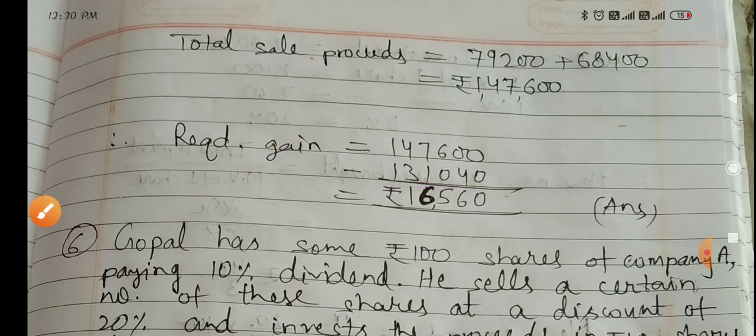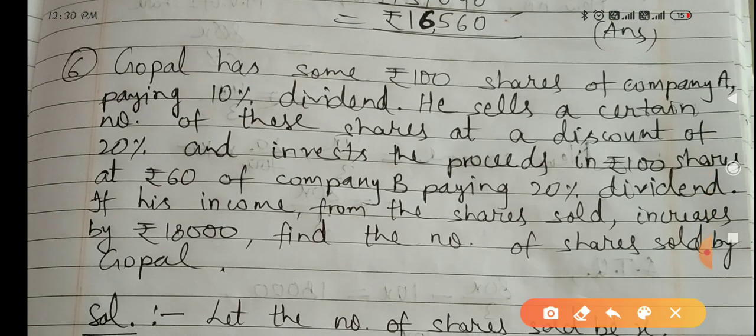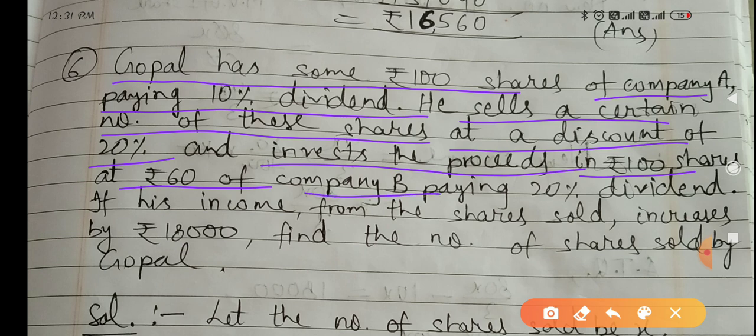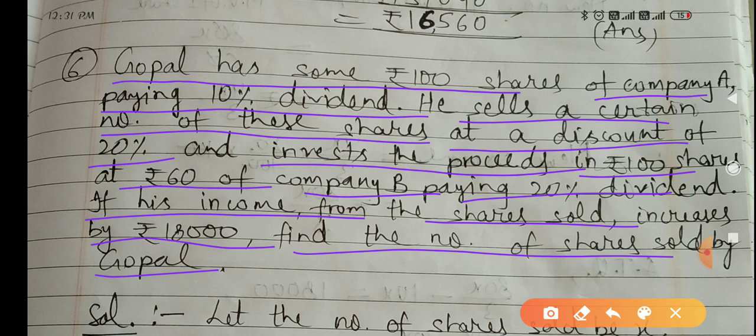So next question you see. Gopal has some shares of rupees 100 of company A paying 10% dividend. He sells a certain number of these shares, not all the shares, at a discount of 20% and invests the proceeds in rupees 100 shares at rupees 60 of company B paying 20% dividend. If his income from these shares sold increases by 18,000, find the number of shares sold by Gopal.